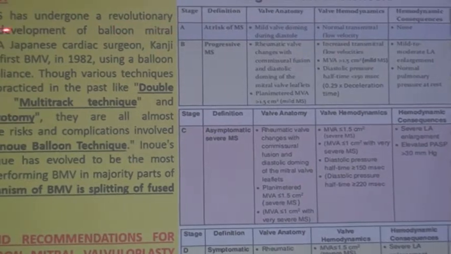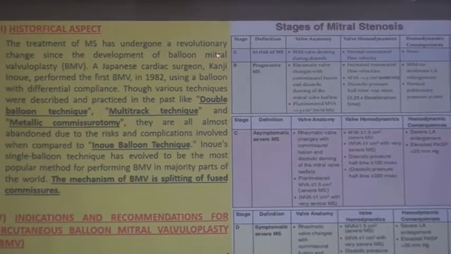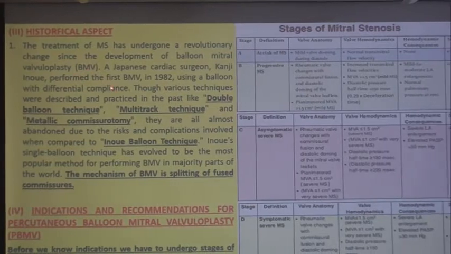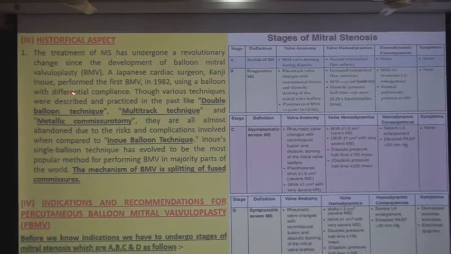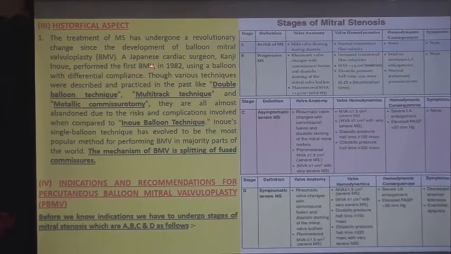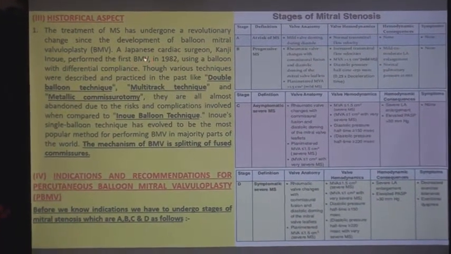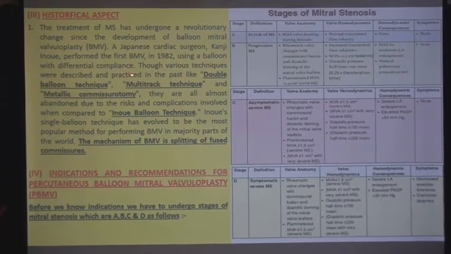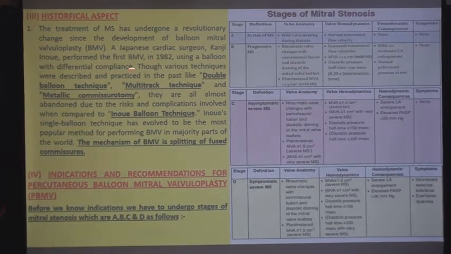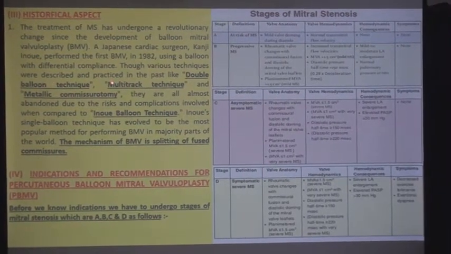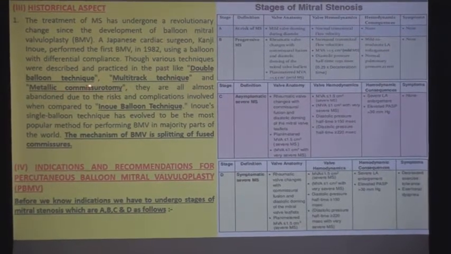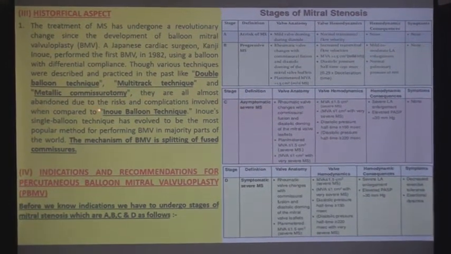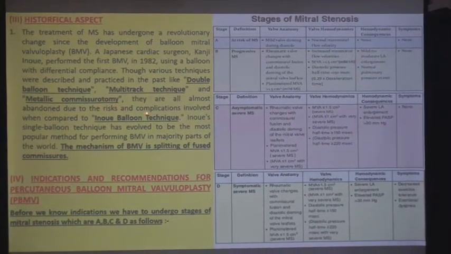Regarding historical aspect, the treatment of mitral stenosis has undergone a revolutionary change since the development of balloon mitral valvuloplasty. A Japanese cardiac surgeon, Kanji Inoue, performed the first balloon mitral valvuloplasty in 1982 using a balloon with differential compliance. Various techniques were described and practiced in the past like double balloon technique, multi-track technique, and metallic commissurotomy.